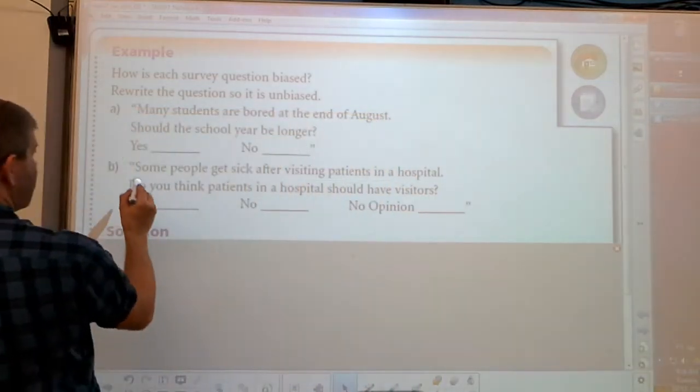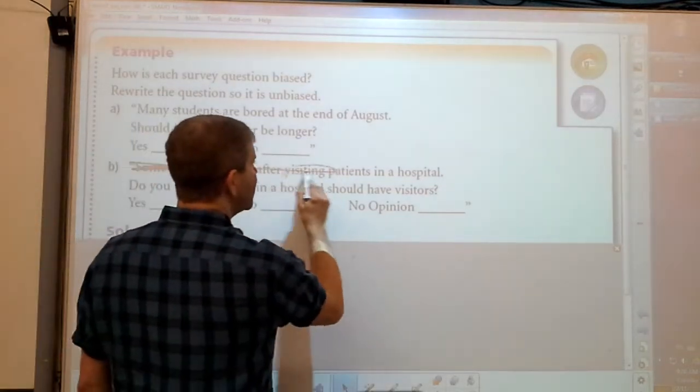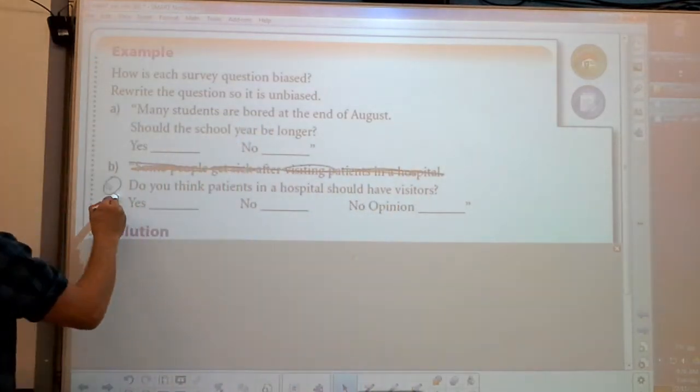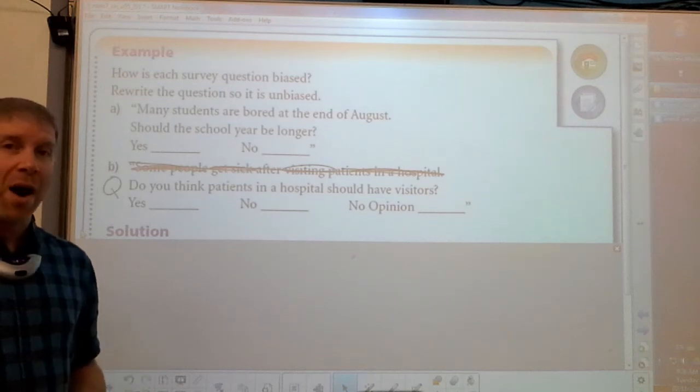So the same way as before, to make it unbiased, we simply get rid of that opinion and only put the question, and it is now an unbiased question.